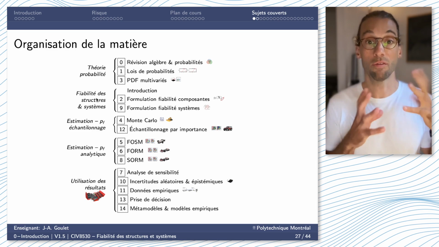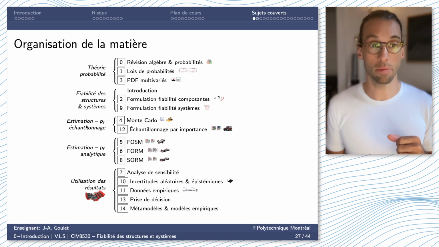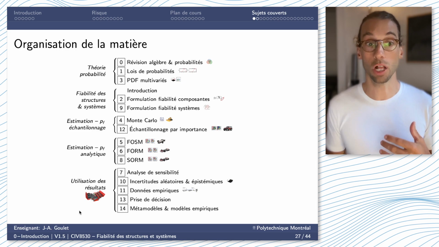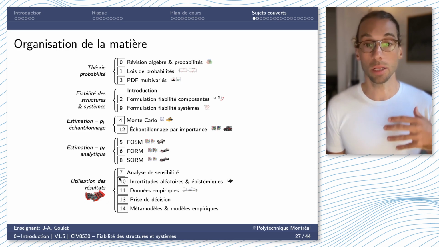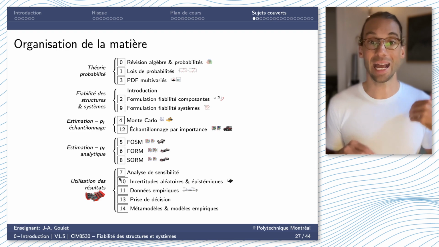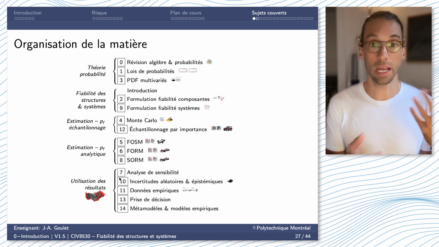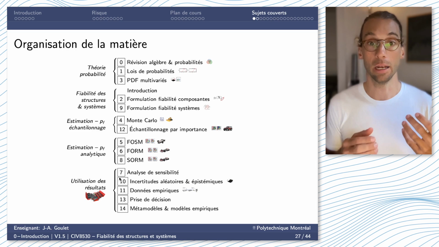Then once we have formulated our reliability problem, how can we estimate the failure probability using sampling methods? How can we estimate failure probability using analytical methods? And finally, how can we use the results? So how can we build our toolbox to say, how can I act upon a reliability analysis result? Okay, what variable should I act upon and in what way?